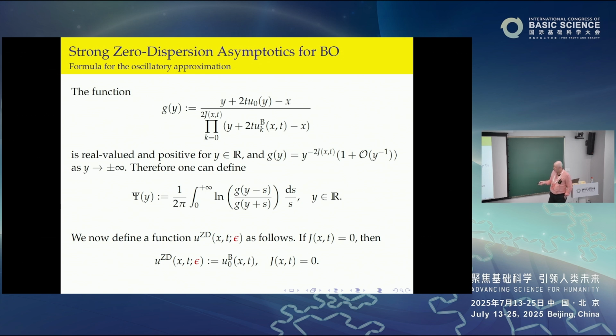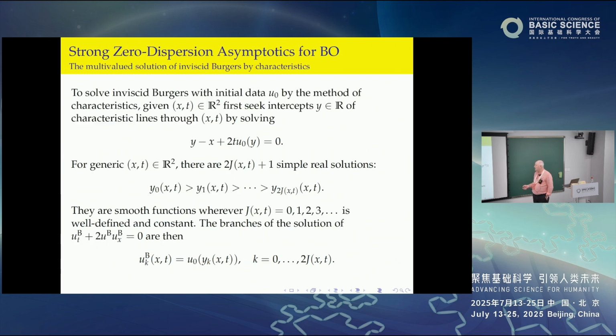So that means that you can define this kind of Hilbert transform of this g function that we call capital psi of y. This is a well-defined real valued function. And now we're going to define an approximation of the Benjamin-Ono solution, called U0 dispersion, depends on (x,t) and also the parameter epsilon, in the following way. So first of all, if j is 0, that means that there's only one solution of the characteristic equation, only one branch, okay? So then you just set U0 dispersion to be that Burgers solution. No question about that, okay? The issue is, what do you do if you have multiple branches?